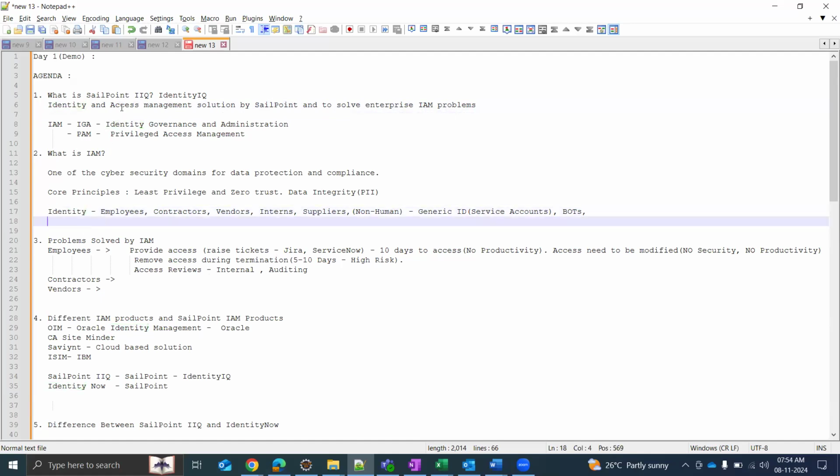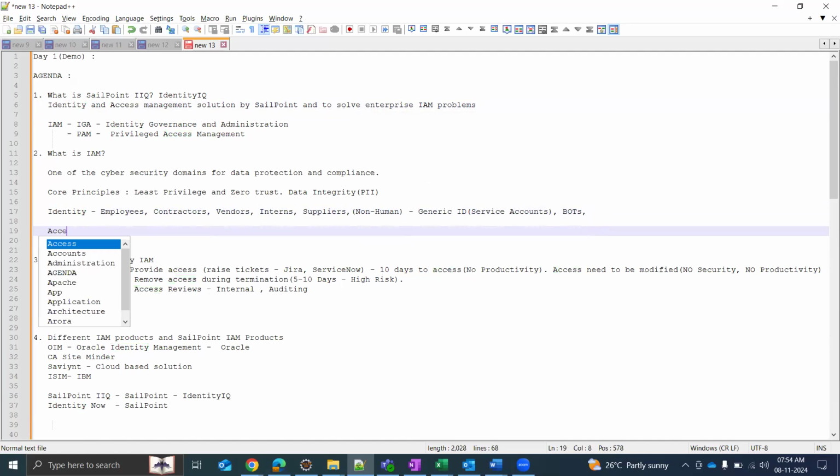Now let's understand what we mean by access. Any idea, Pooja, what we mean by access here? In general, when we say access, what do we mean? Having permissions to use a certain application. Yes. It's the permission we have to log into a particular application and use it.